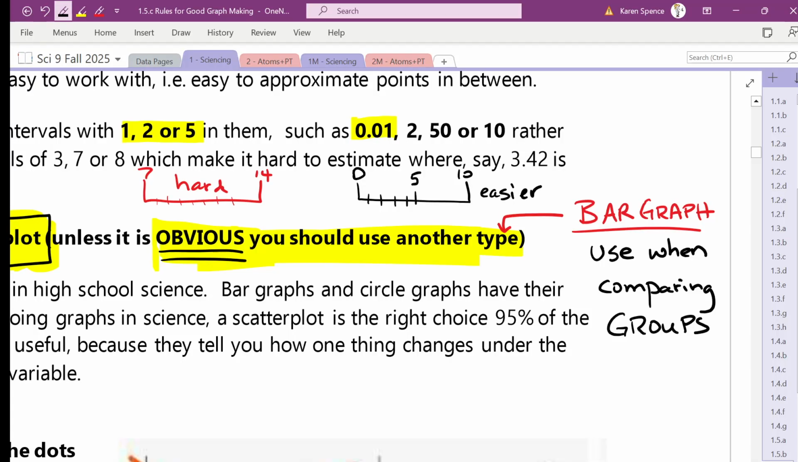Like, how many people in this class are between 4'6" and 5 feet tall, right? And then how many people in this class are between 5 feet tall and 5'6"? That would be a good bar graph, because now we're looking at groups of people. People who are this tall or this tall or this tall, and we're looking at numbers.